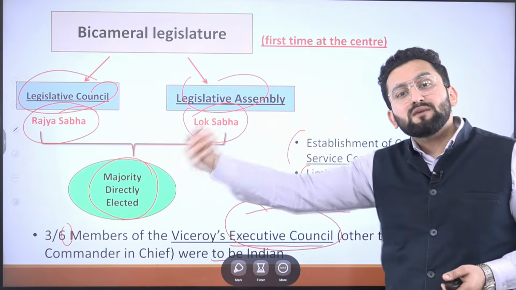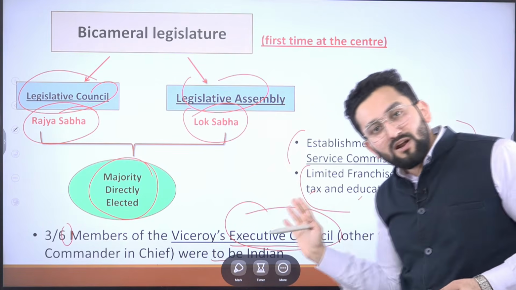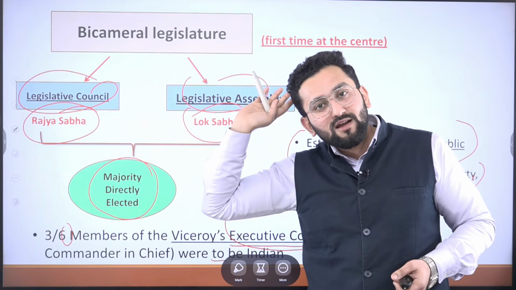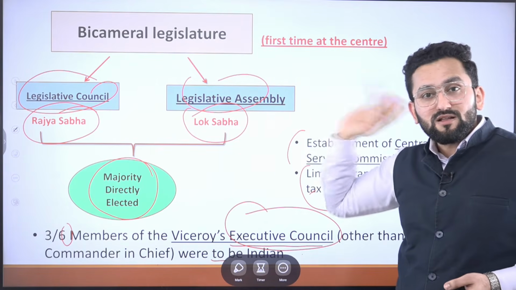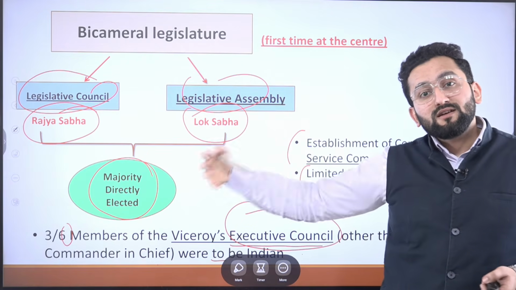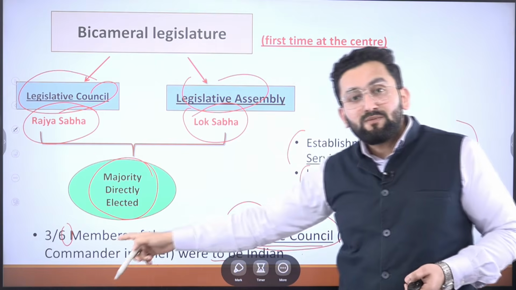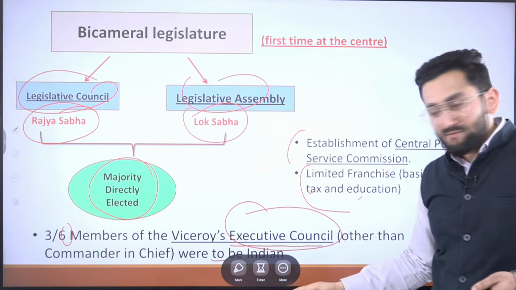Because the Legislative Council is separated already, right? We already have the Central Legislative Council and Provincial Legislative Council. The legislature part has been given to them; it is a separate body. Now the Viceroy, Governor General of India, is already having an Executive Council: 6 members, 3 members need to be Indians, right?